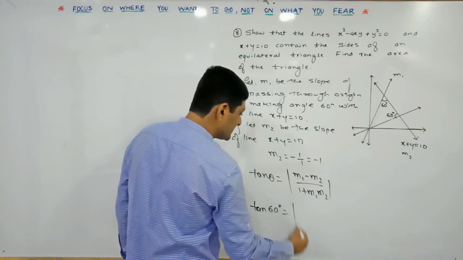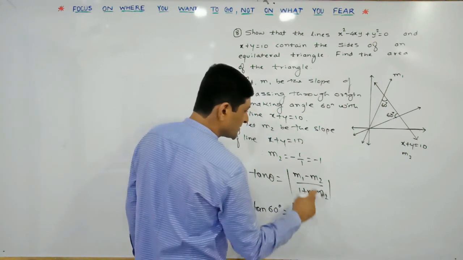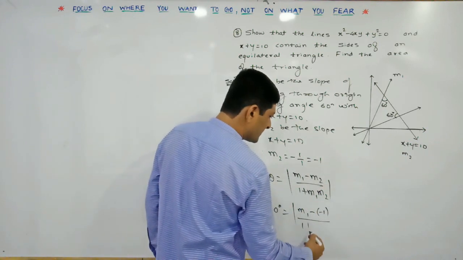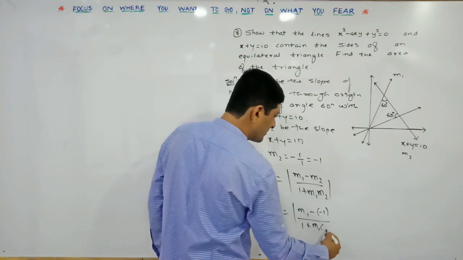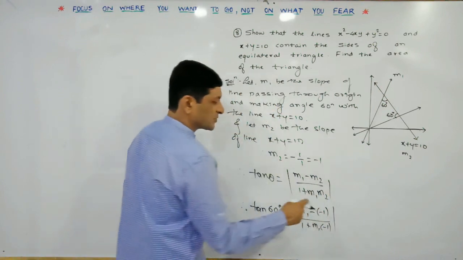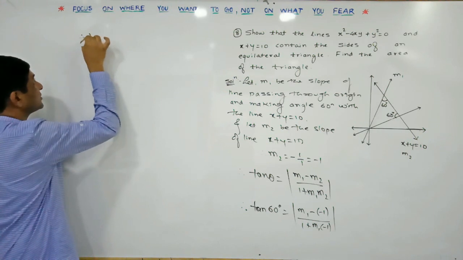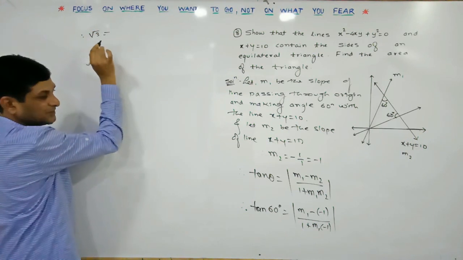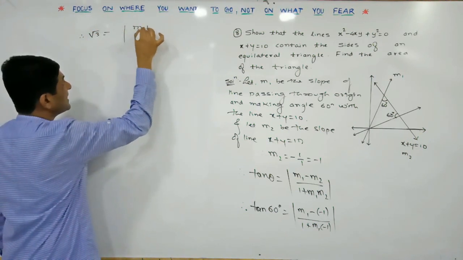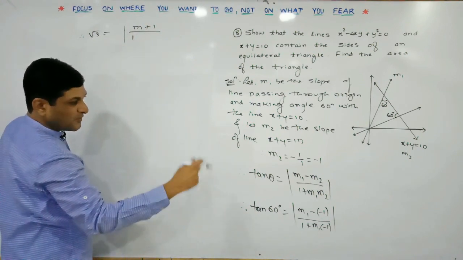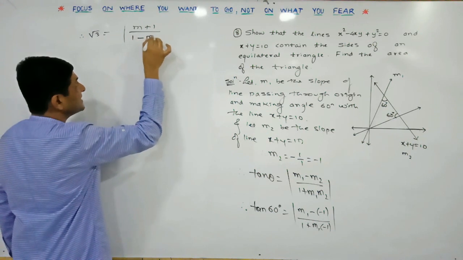60 degrees. On this side, M1 keep it as it is, minus also as it is. M2 is equal to how much? Minus 1, divided by 1 plus M1 as it is. Replace M2 by its value, minus 1. We have just substituted the value of M2. On this side, tan 60 is equal to how much? Root 3 is equal to, here M1 minus and minus becomes plus 1, and in the denominator 1, M1 into minus 1 will be minus M1.